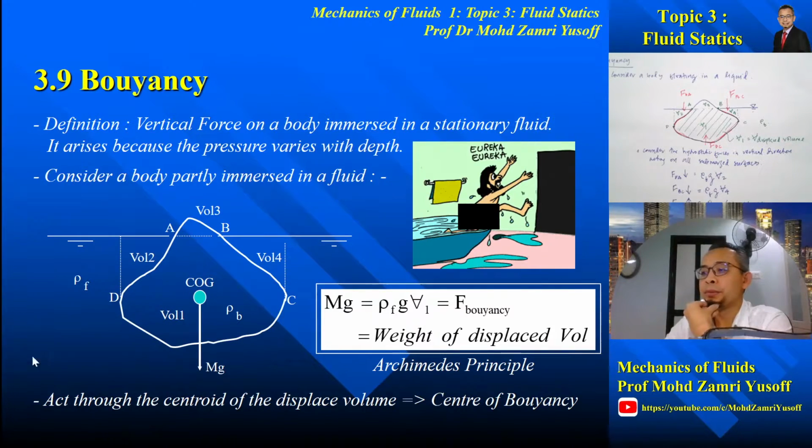We have shown just now that the buoyancy force, F_buoyancy, is equal to the weight of the displaced volume. This is also called Archimedes' principle. The buoyancy force will act through the centroid of the displaced volume, and the centroid of the displaced volume is also called the center of buoyancy.